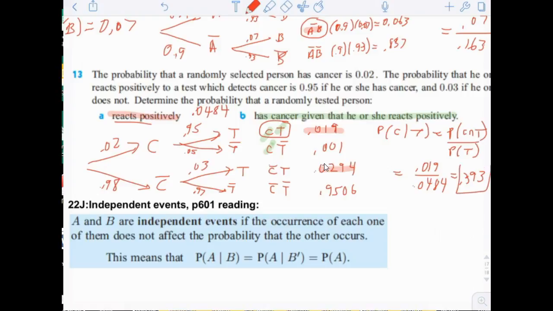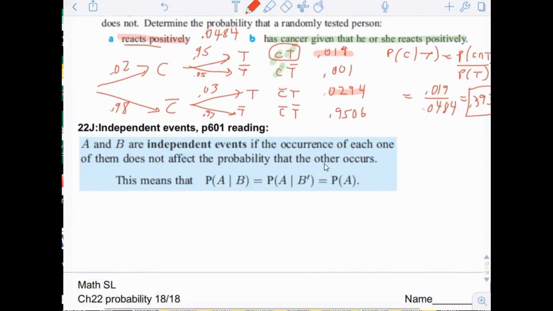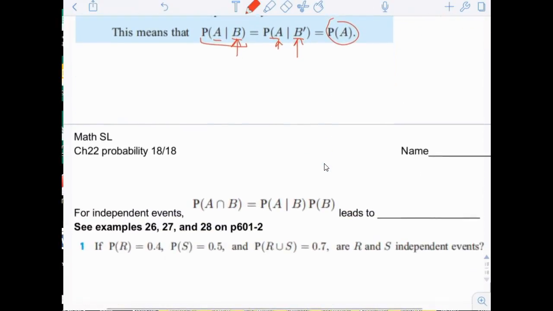Okay. Last of all, independent events. A and B are independent events if the occurrence of each one of them does not affect the probability that the other occurs. So, knowing that B occurs, what is the probability of A? Knowing that B doesn't occur, what's the probability of A? Basically what you're saying is the probability of A is equal regardless of whether B happens. So the conditional probability of A happening given B, and A happening given not B, is going to be the same thing as the probability of A. Okay. And that's what we're going to do in page 18 on a separate video.